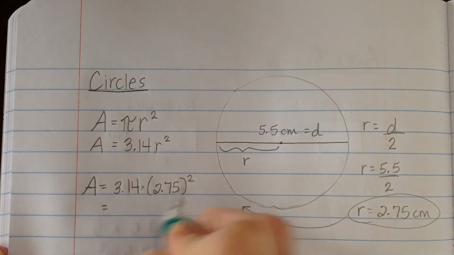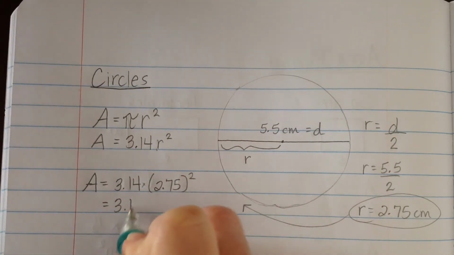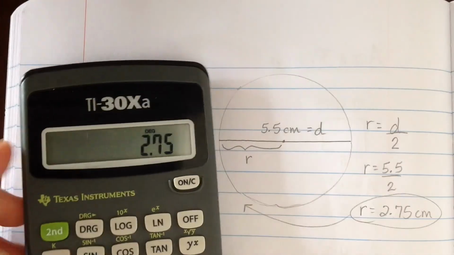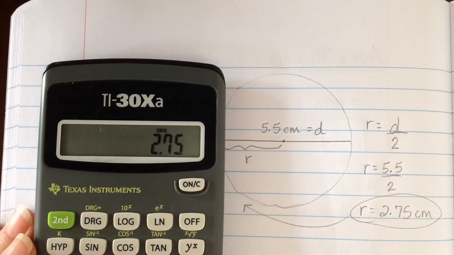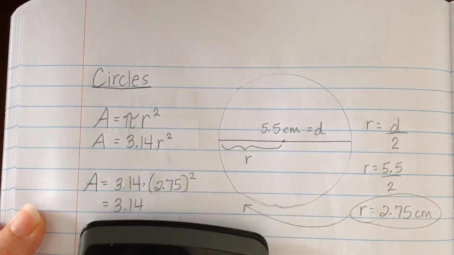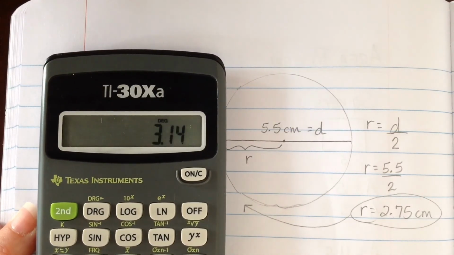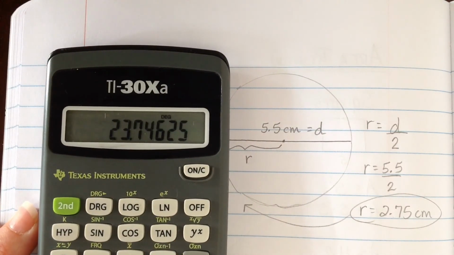Okay, order of operations. I have to do my exponents first, right? So I still have the 2.75 in my calculator. Let's square it. All right, I got 7.5625. I'm just going to leave that there, and then I'm going to multiply it by 3.14. And I get this crazy number.